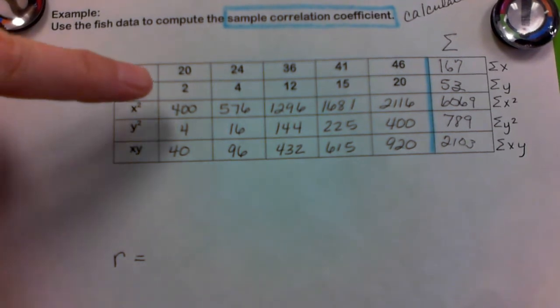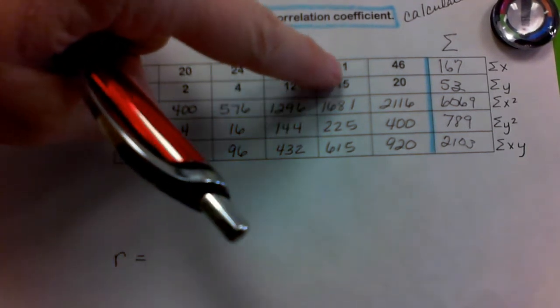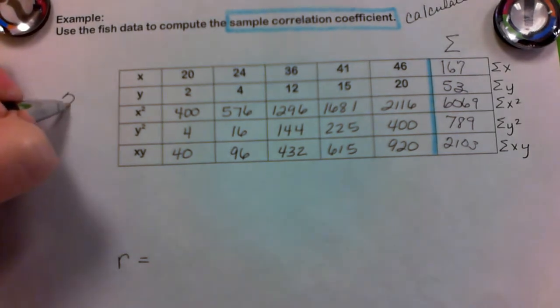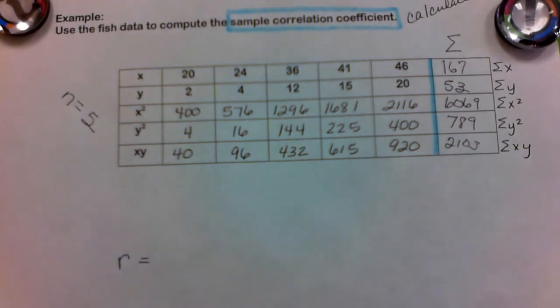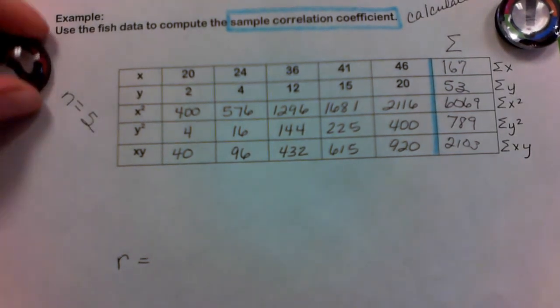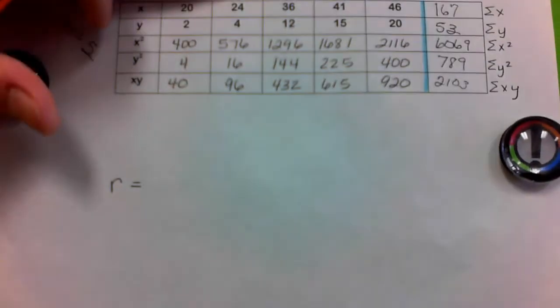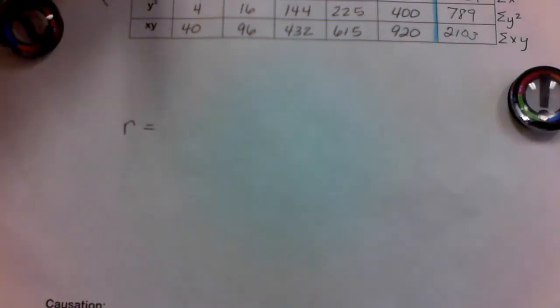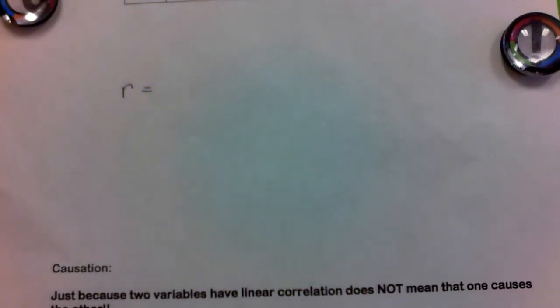n is the number of ordered pairs. We had 1, 2, 3, 4, 5. So n equals 5 because we have 5 ordered pairs. So what I'm going to do now is put my summation values into my r. I'm using the formula that was on the previous page of notes, so you need to follow that.